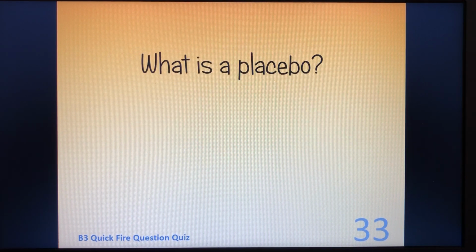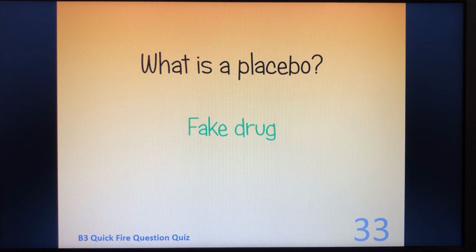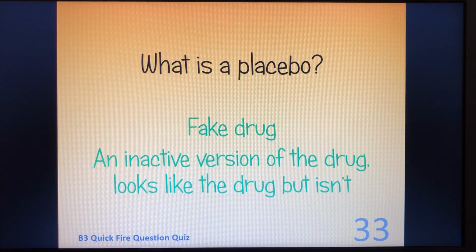Okay, question 33. We're going on to drug trials now. What is a placebo? And the answer is a fake drug. So sometimes in drug trials we have some people taking the drug, some people having a fake drug. Nobody knows who's got what, and the fake drug will be an inactive version of the drug. It looks like the drug, but it's not the drug.